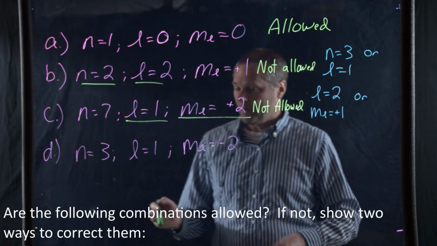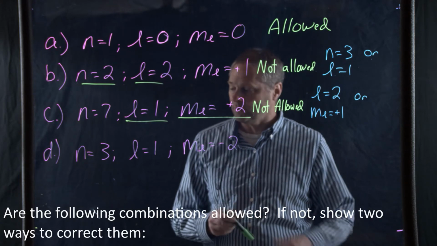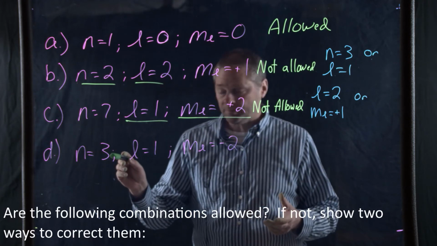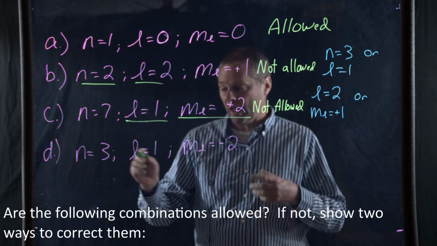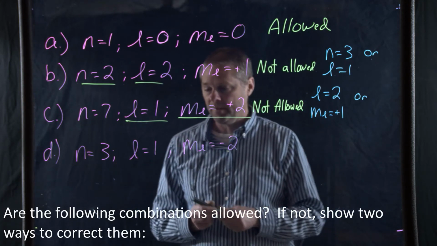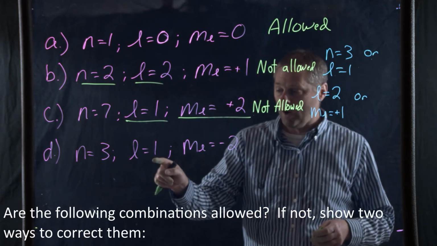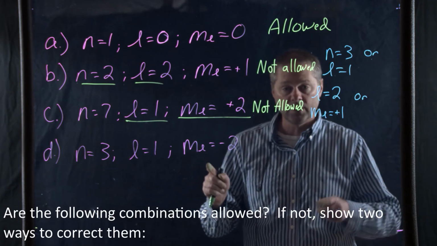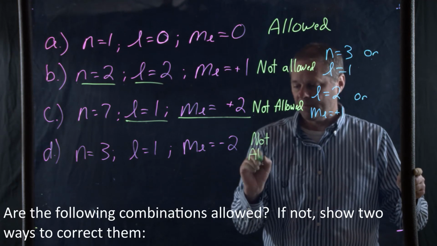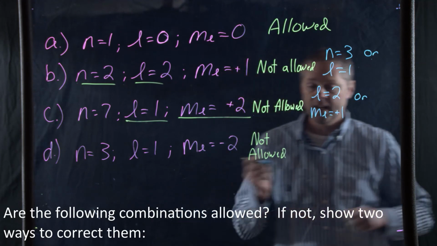For the last one, we have n equal to 3, L equal to 1, m sub L equal to minus 2. Now, as we just got done stating, L has to be at least 1 less than n. So in this case, since n is 3, L can be either 2, 1, or 0. All right. m sub L, once again, if L is going to be 1, then m sub L has to be either 1, 0, or minus 1. Because of that, this is not allowed.